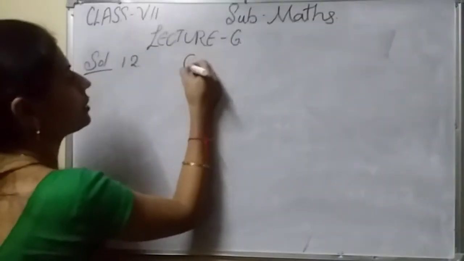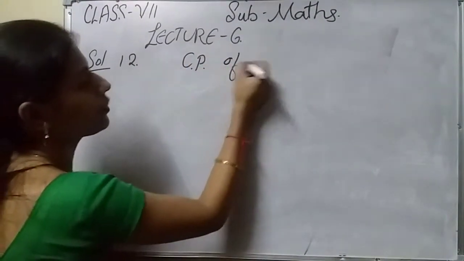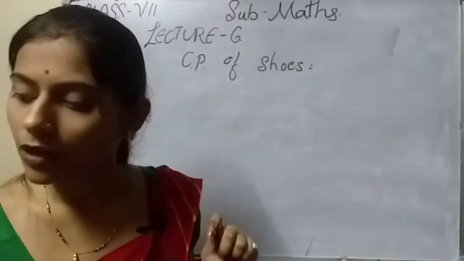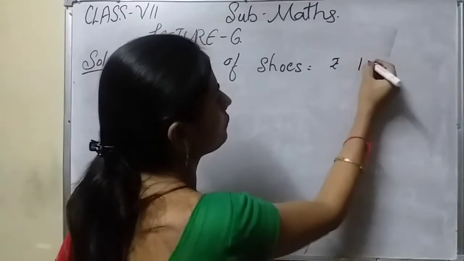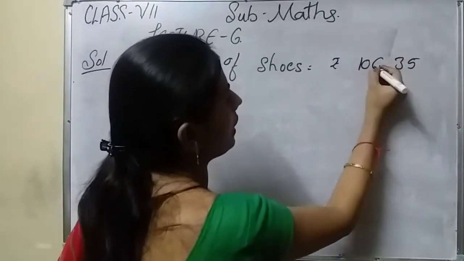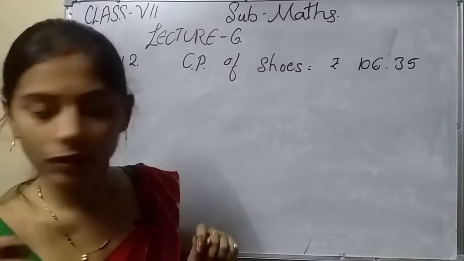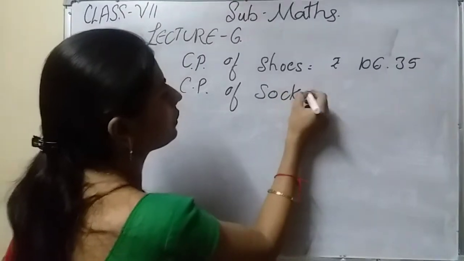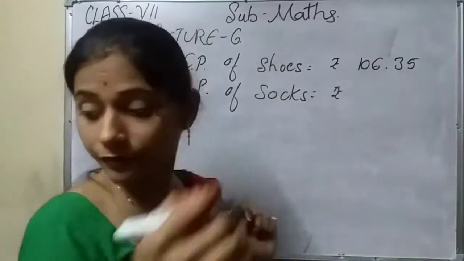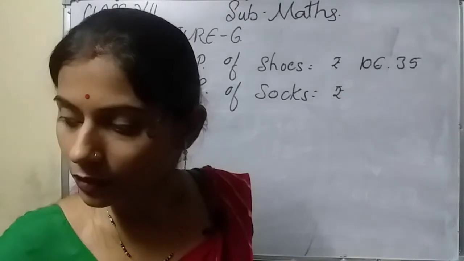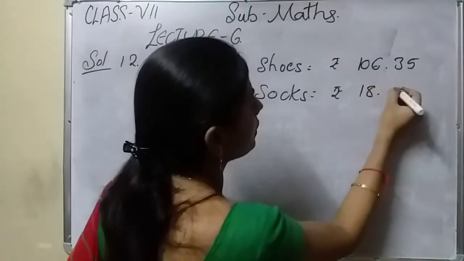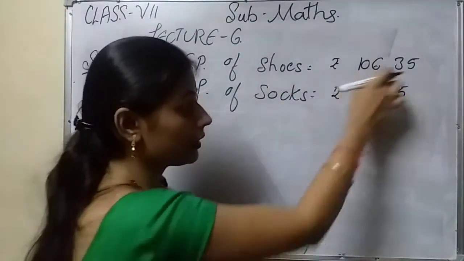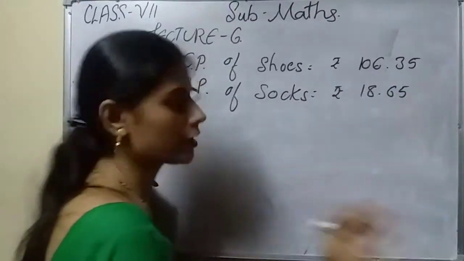first of all you have to write what is the cost price. Cost price of shoes is given here, 106.35. Now cost price of socks is given here, that is rupees 18.65. Cost price of shoes 106.35. Cost price of socks 18.65.